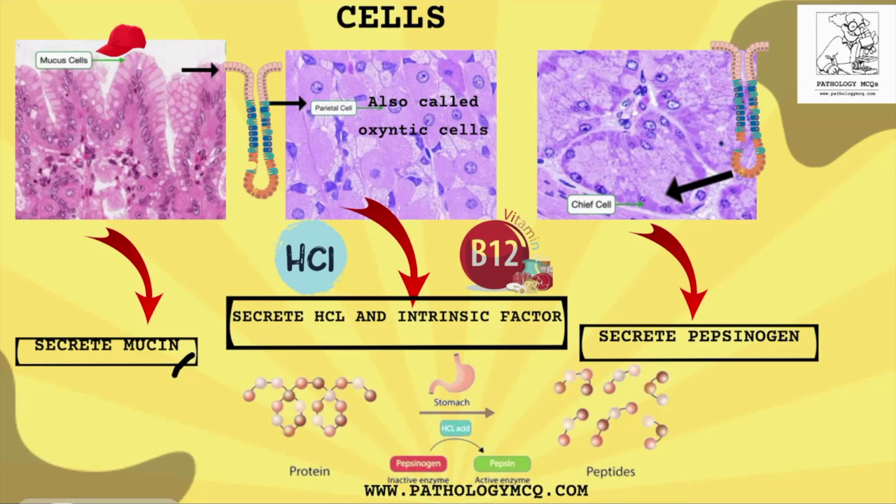Parietal cells, which are also known as oxyntic cells, secrete hydrochloric acid and an important intrinsic factor which is responsible for vitamin B12 absorption. Chief cells secrete pepsinogen. The function of this pepsinogen is, with the help of hydrochloric acid, to break down protein molecules into peptides.